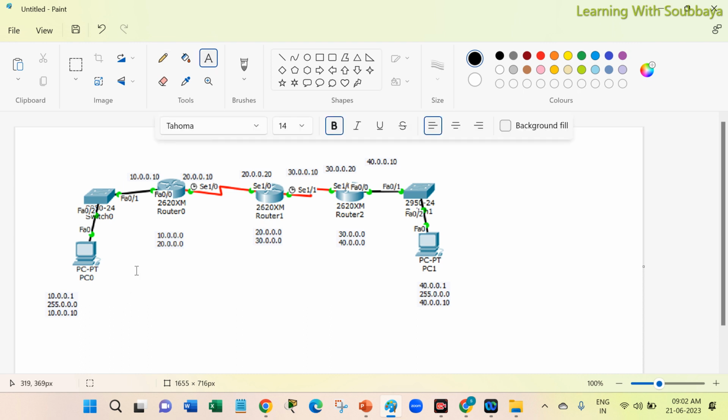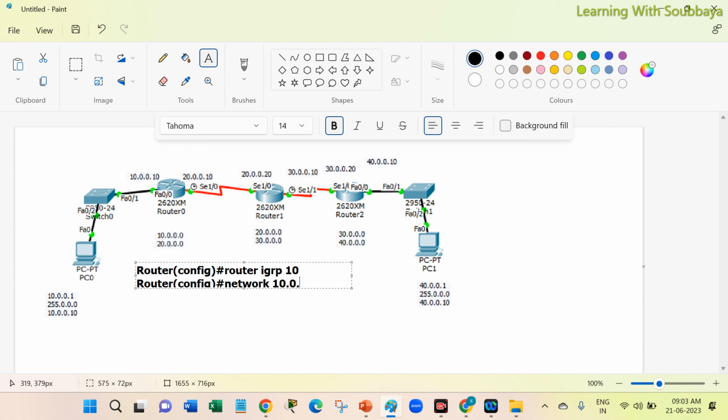What is the command for configuring the IGRP protocol on router R1? We go to router R1. The syntax is: in config mode, router IGRP along with the AS value. The AS value ranges from 1 to 65,535. Any number we can provide, but it should be the same for all the routers. So I can say 10 here: router IGRP 10. Next, network along with the network address, network 10.0.0.0.